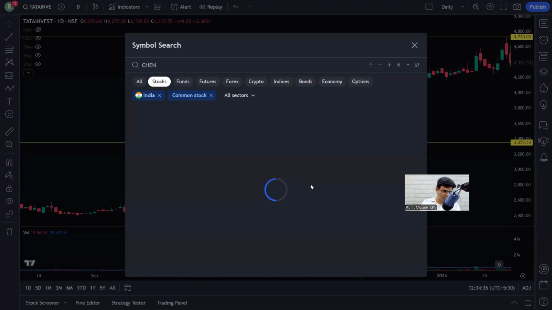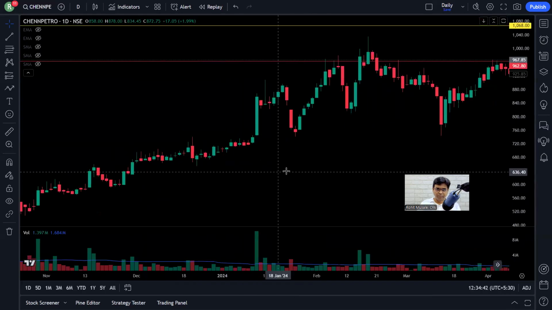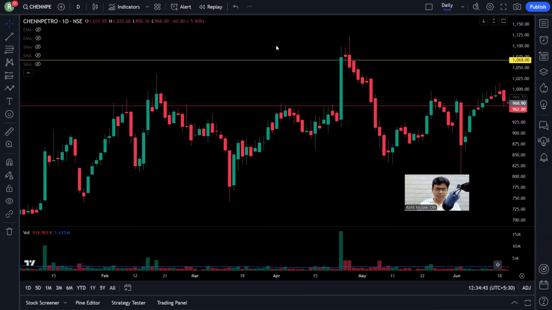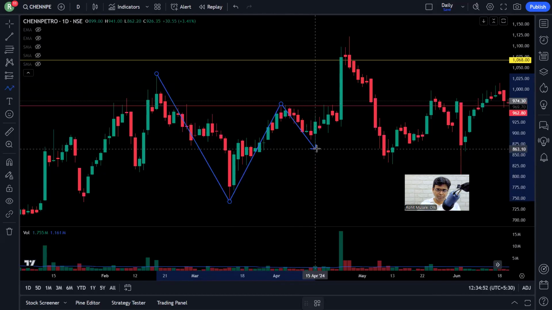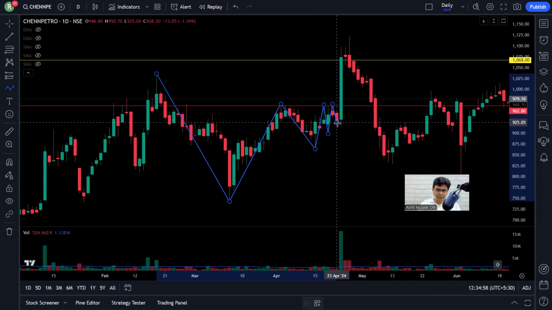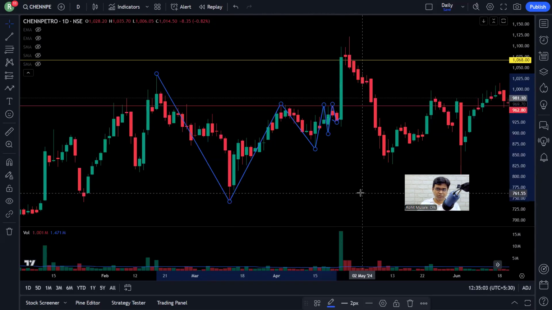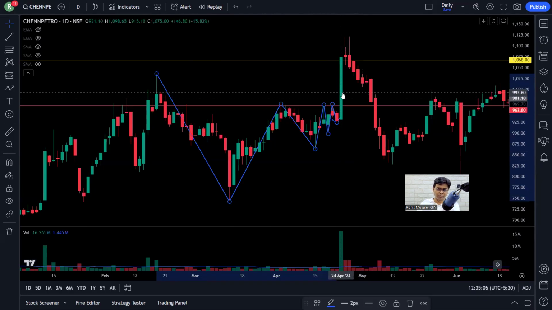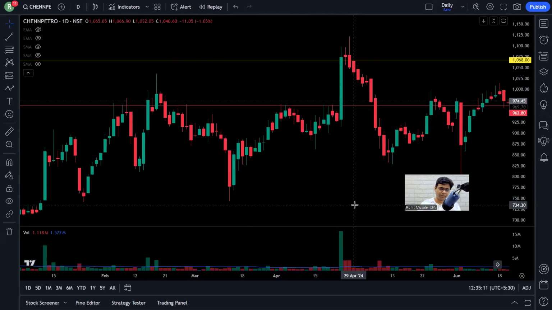So if you want to see 8 points, see there is a base here. Look at this. This is point 1, point 2, point 3, point 4, point 5, point 6, point 7, point 8. So there are 8 points in this base and see the stock breaks out. Very powerful, around 17% move in a single day. Very, very powerful. So remember, more points means higher the quality of the base.